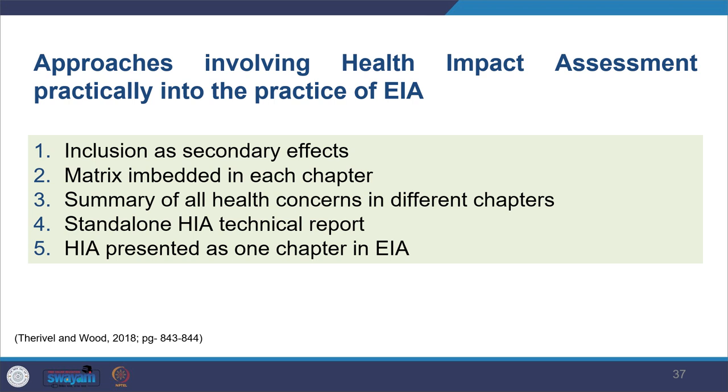Another approach which you can take is to have a standalone HIA technical report. The benefit of doing this is that all health issues can be completely evaluated. You may not be limited to the layout of EIA. So that benefit is there. But the drawback is that because it's a separate document, health concerns might not receive considerable attention in the EIA process. And if you know that EIA has to be made public, then the health impact might not be made public because it's not part of the EIA disclosure.